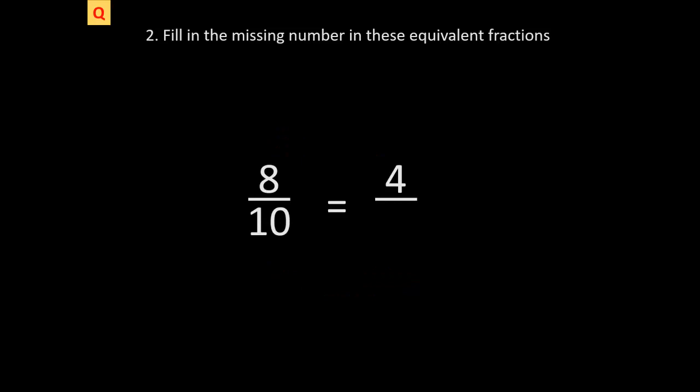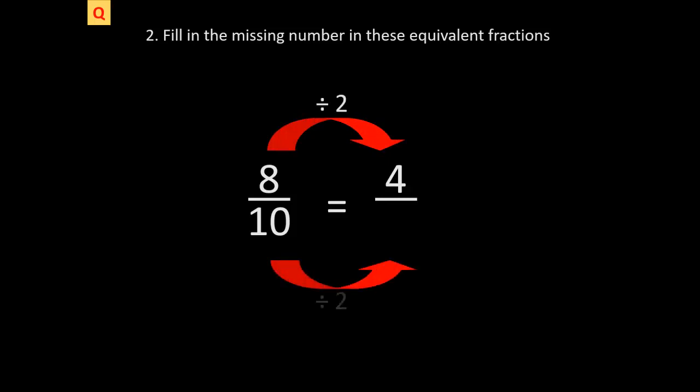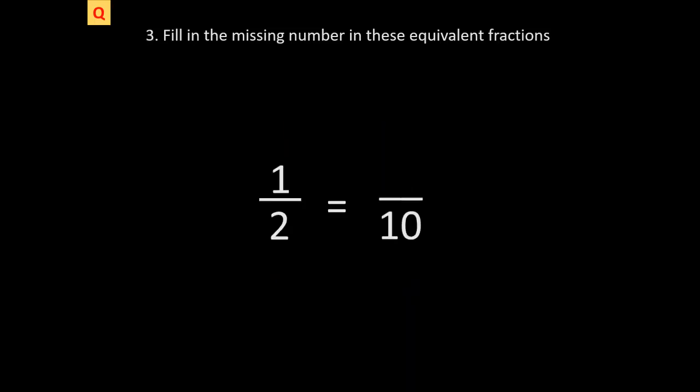Let's have a look at number 2. What have we done to that 8 to make it into 4? We've divided by 2. So we must do the same to the bottom. 10 divided by 2 is 5, so 4/5. What I want you to do now is have a go from question 3 onwards. There is question 3. You just have to fill in the missing number in each question. So press pause, do the exercise, and then when you want the answers, press play.